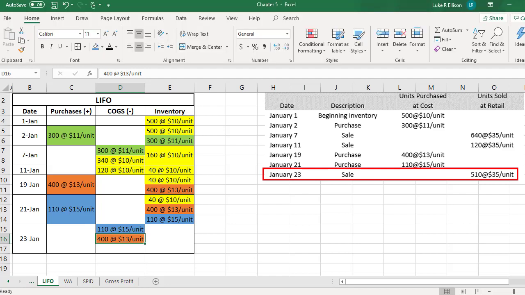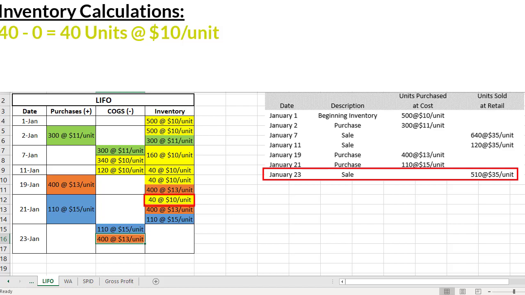Now we need to calculate the January 23rd inventory. Since cost of goods sold is minus, meaning it subtracts from inventory, we must take our previous inventory and subtract anything we sold, one layer at a time. So first the yellow units at $10 each. Since those don't show up in our cost of goods sold column, we can list them in the January 23rd inventory.